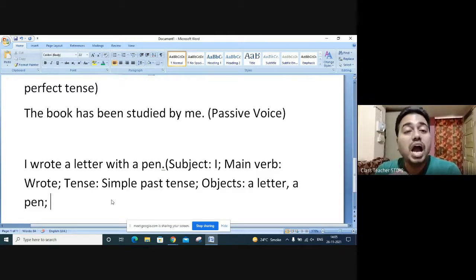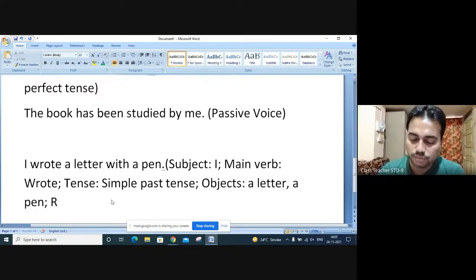Now, when you say I wrote, that's the main verb. What do you write? Do you write the letter or do you write the pen? You write with a pen, but you don't write the pen. What did you write? What do you write? You write a letter. So a letter will be the receiving object, not the pen. Okay? If you are confused about it, rewind the video, play it again. That's why this is beneficial. A letter, a pen. Okay? Object, receiving object.